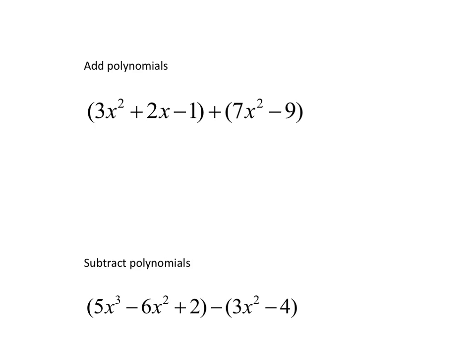So what I do is look for terms that are alike and add those. So I see a 3x squared and a 7x squared. That's going to combine to give me 10x squared. And there's a 2x and no other x's, so I'll just add plus 2x. And then as far as the constant terms go, I have a minus 1 and a minus 9. That's going to add to give me minus 10.